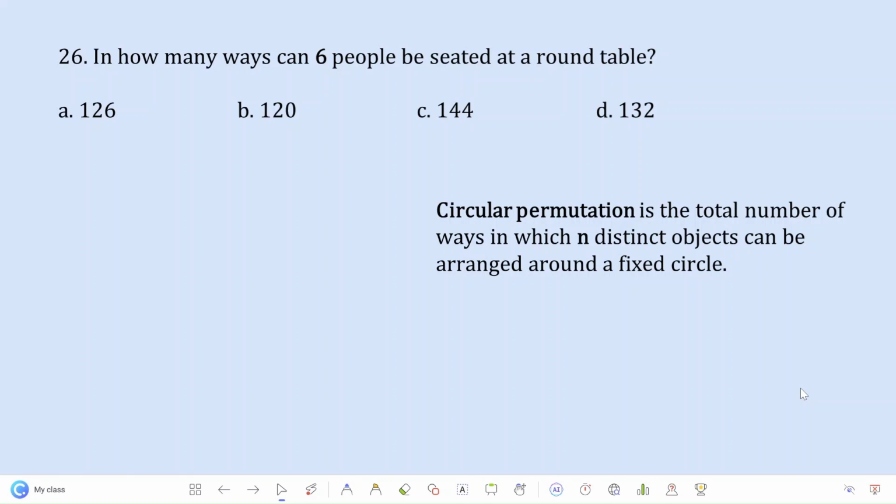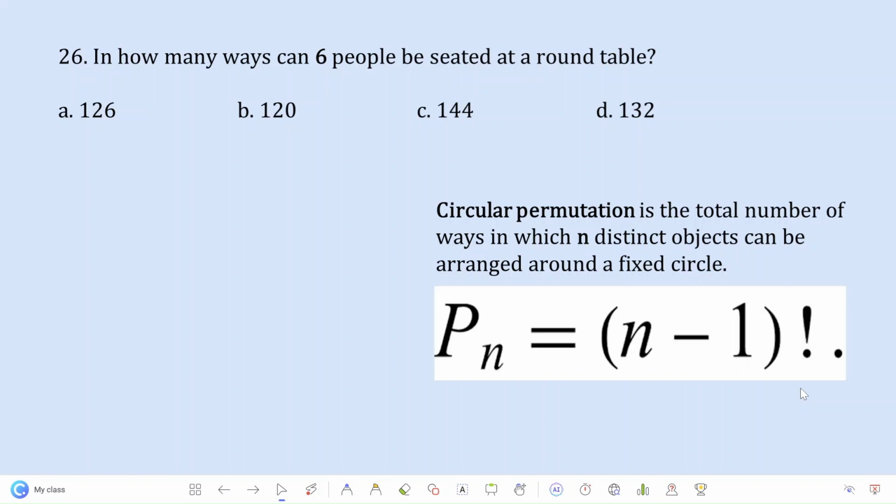Ang ibig pong sabihin ng circular permutation, this is the total number of ways in which n distinct objects can be arranged around a fixed circle. Okay? Halimbawa po, kapag ang tao ay inaayos sa round table or sa merry-go-round, you will use circular permutation. At ang formula for circular permutation ay P of n is equal to the quantity n minus 1 quantity factorial. Okay, so now we have to apply our formula dito sa ating problem so that we can solve for the right answer.